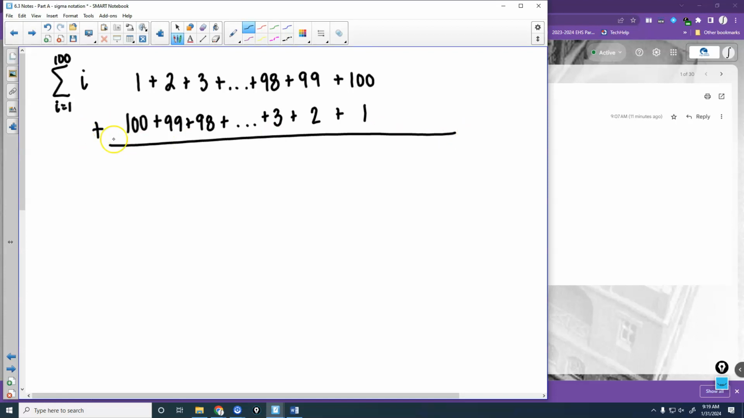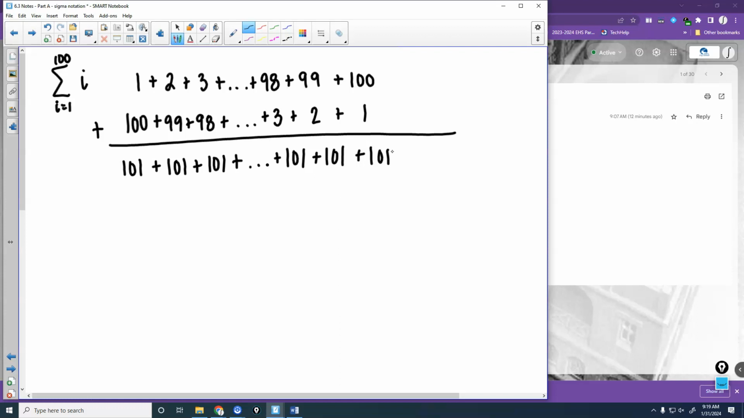Okay. Now what if we take this and we add them together? If I add those two together, what will I get when I do 1 plus 100? 101. Right here, what will I get? 101. Here, dot, dot, dot. Over here, 101. 101. 101.